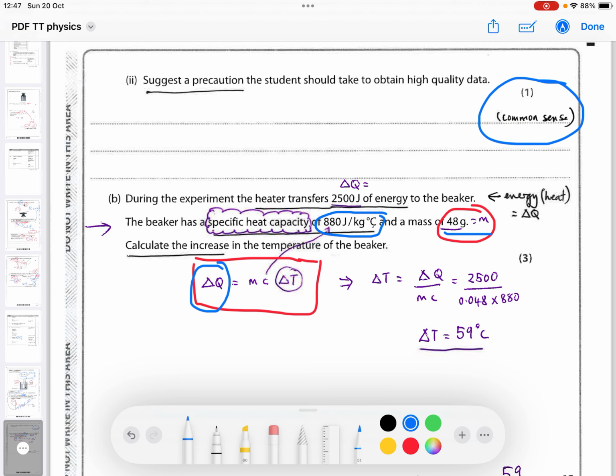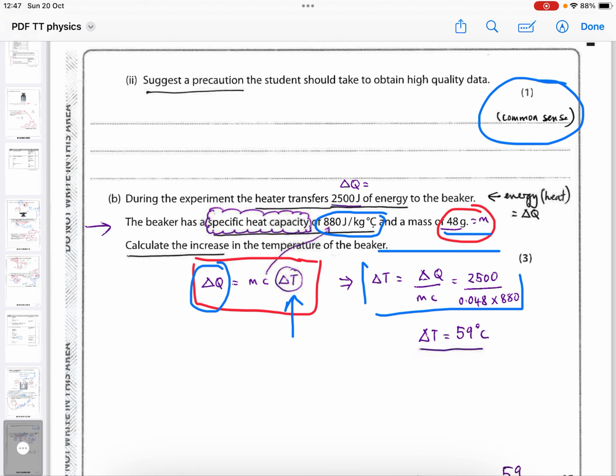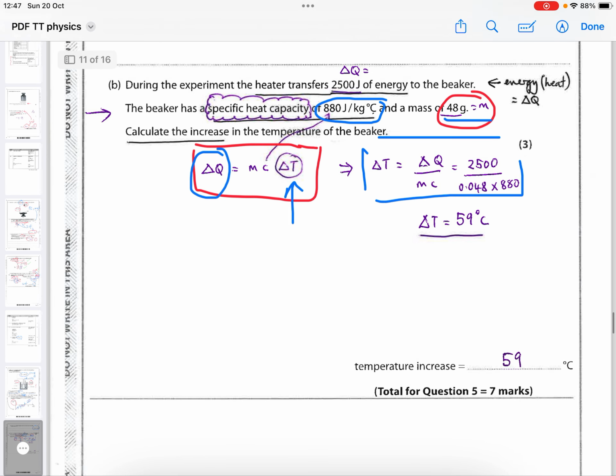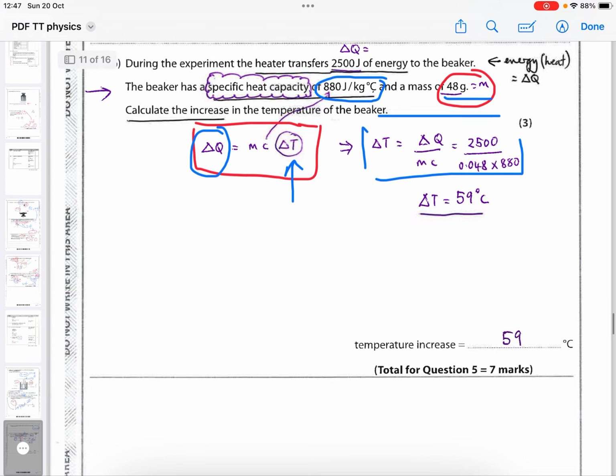And so you know C, you know M, you know Q. The only thing you don't know is delta T. Change the equation round and you'll see that delta T will be Q over MC, and the only thing you need to do is put the numbers in the calculator. If you've changed it to kilograms, you'll get a temperature change of 59 degrees centigrade. Only 2 significant figures again, as I explained to you, because all the data provided, 2,500, 880, 48, are 2 significant figures. They haven't given you the third figure.